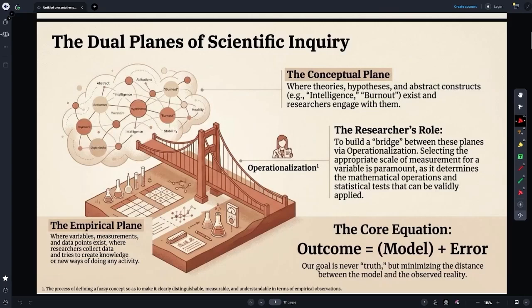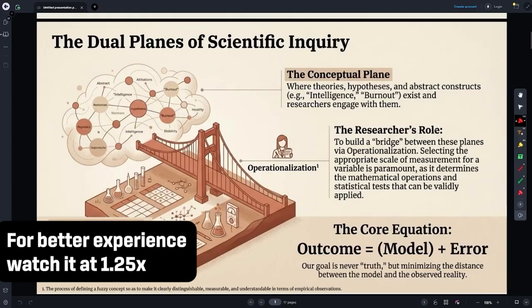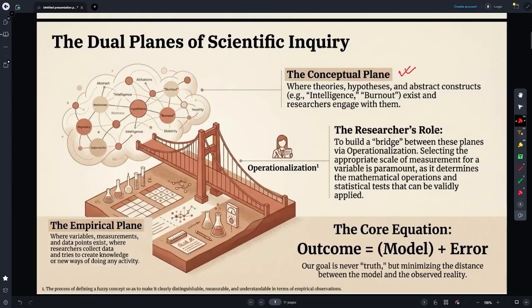So the very first thing that you have to understand is that research operates on two levels. First is the conceptual plane, and the second one is the empirical plane. The conceptual plane is where we debate about theories, about the variables, about the existing knowledge. Here we basically talk about concepts like intelligence, burnout, motivation. You have different kinds of concepts from your subject. This is the area where we basically talk about this. So this is the conceptual.